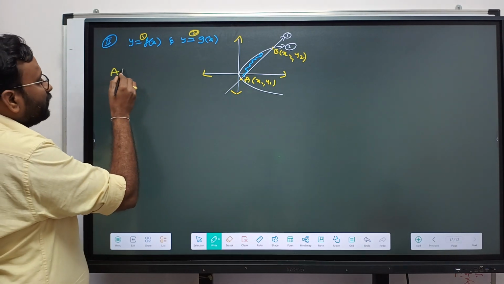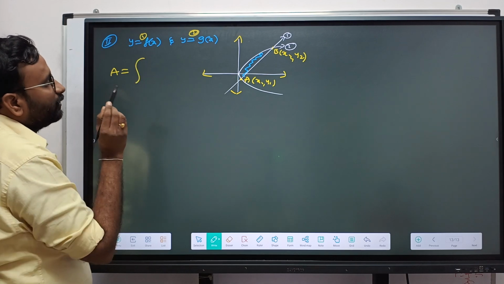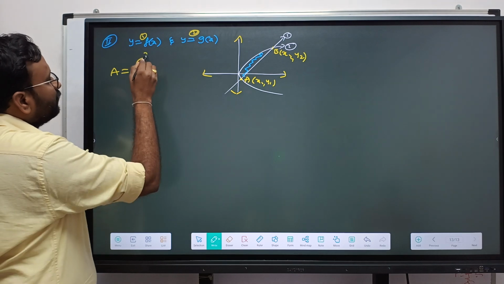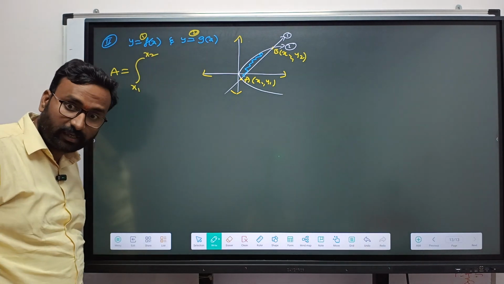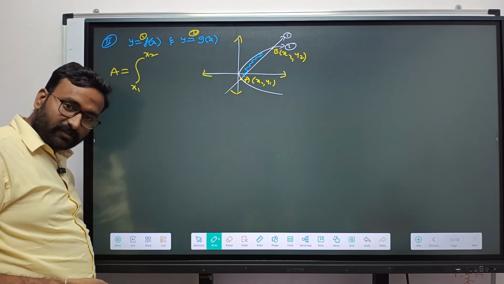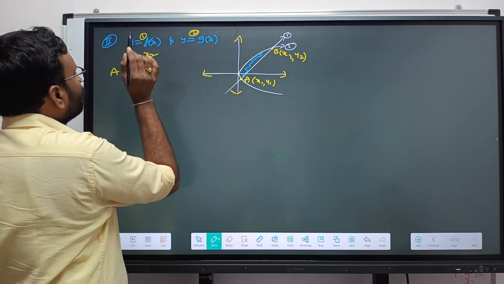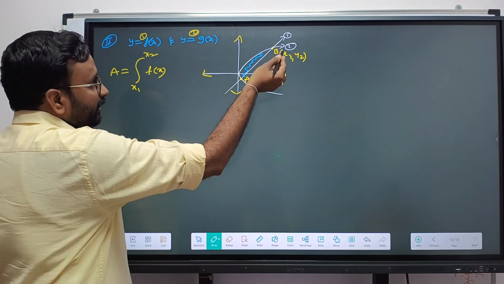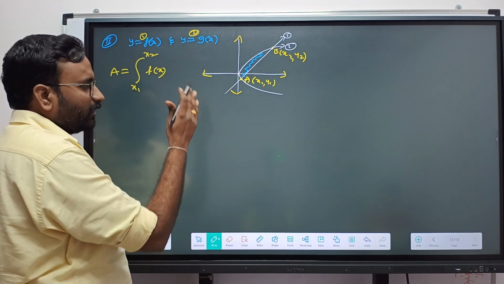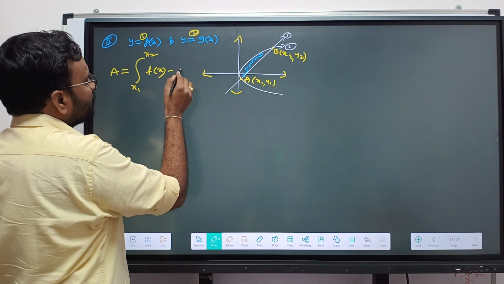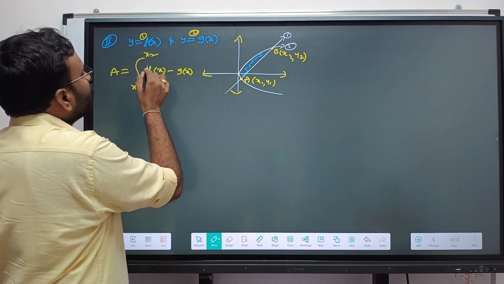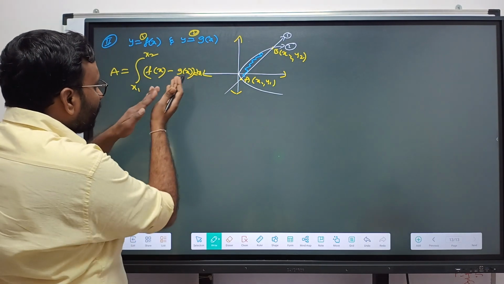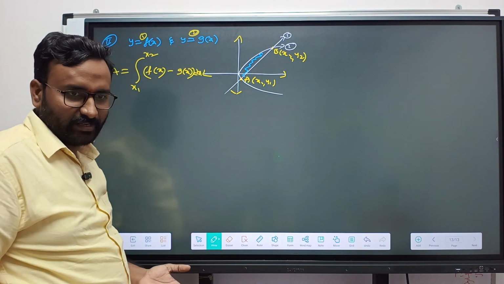So area A is equal to the integral. If you want to take x-axis values, limits will be x1, x2. No, don't take y, that only I'm telling. x1, x2. So first curve, what? f of x. This is second. This is first. Actually, I'm taking directly without a diagram. f of x minus g of x. So if you apply this, you will get negative area. If you apply g of x minus f of x, you will get positive area.